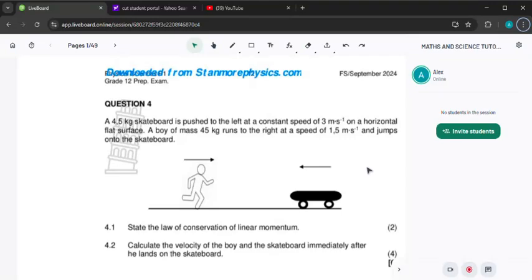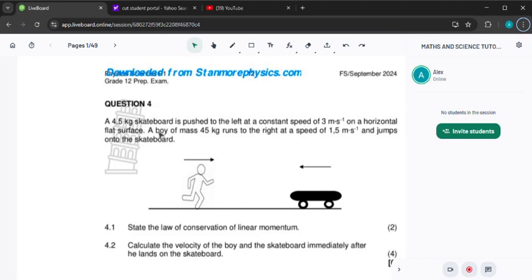Right. Question 4, first date September 2024, Physical Sciences, Paper 1, Grade 12. Okay, they are saying a 4.5 kg skateboard, so that is the mass of the skateboard, is pushed to the left at a constant speed of 3 meters per second. The direction is to the left, and the initial speed is 3 meters per second, on a horizontal flat surface.